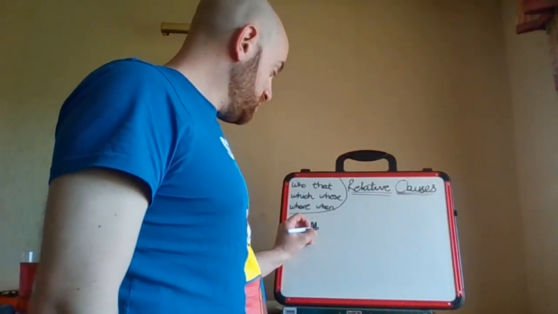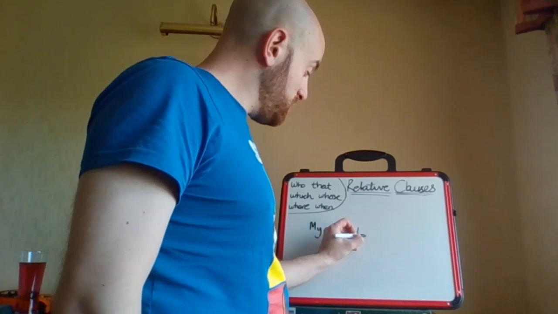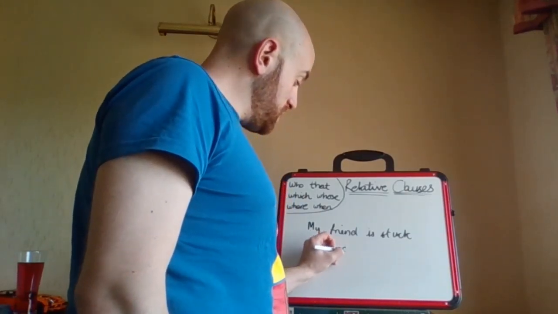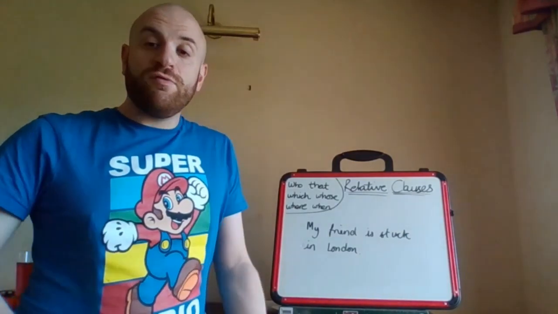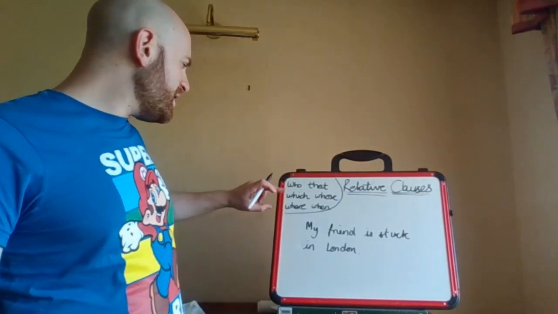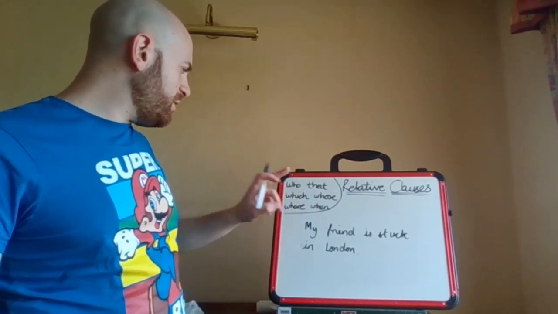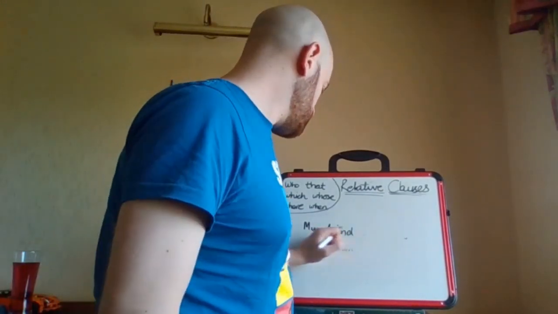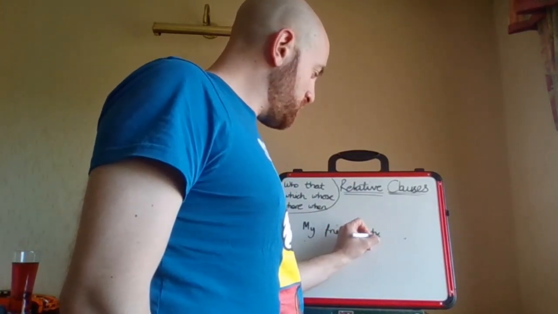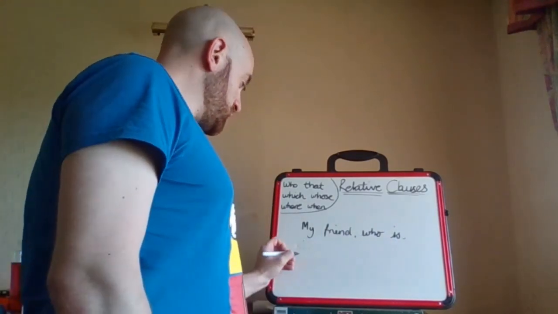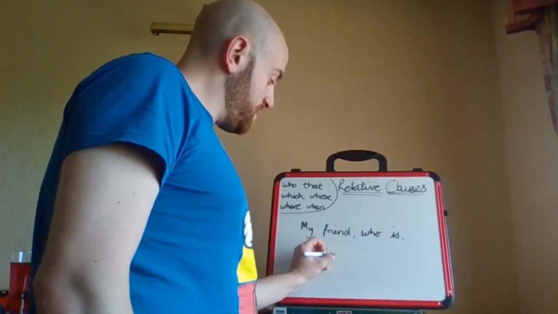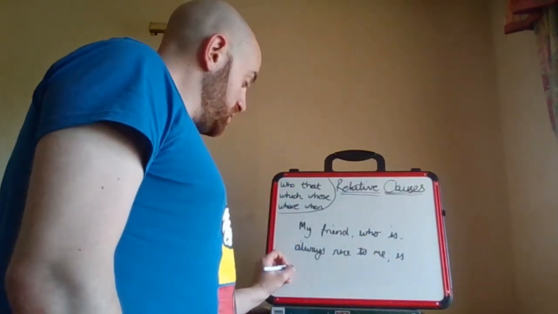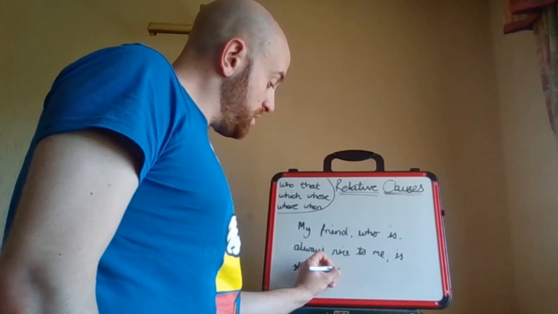Here's another sentence. My friend is stuck in London. Now let's rewrite it with a relative clause in it. My friend that, my friend which, my friend whose, my friend where, my friend, I like the who one, my friend who is always nice to me is stuck in London.